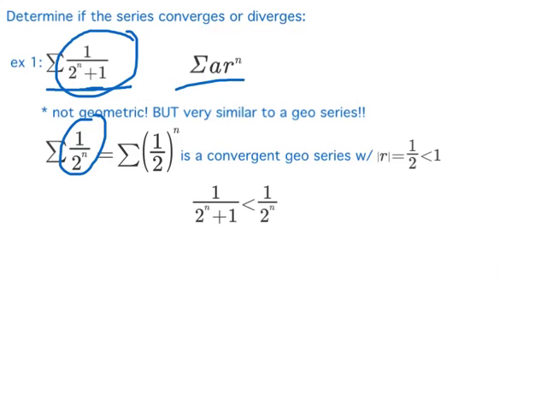Okay, 1 over 2 to the n plus 1 is less than 1 over 2 to the n, right? Because my denominator is bigger, which makes my quotient smaller.